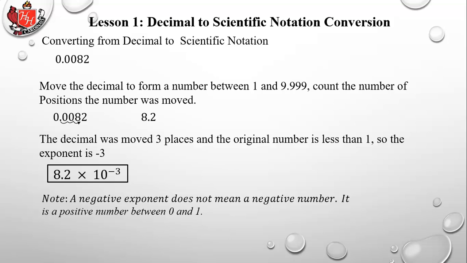And again, note a negative exponent does not mean a negative number. It is a positive number between 0 and 1. If that were a negative number, you would put the minus sign out in front of the 8.2. So it would be right out in front of the entire number. Negative 8.2 times 10 to the -3rd would make that a negative 0.0082.